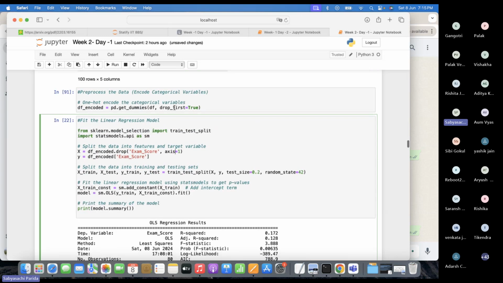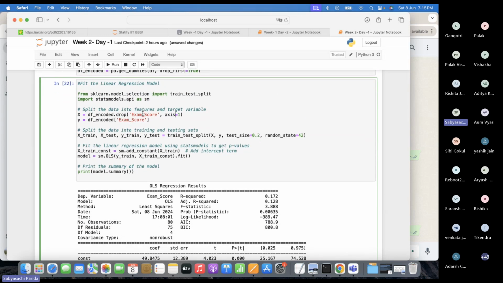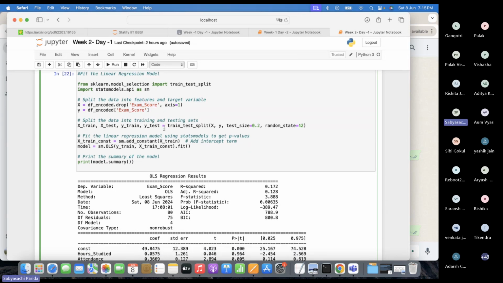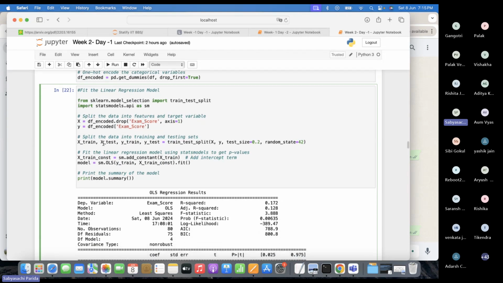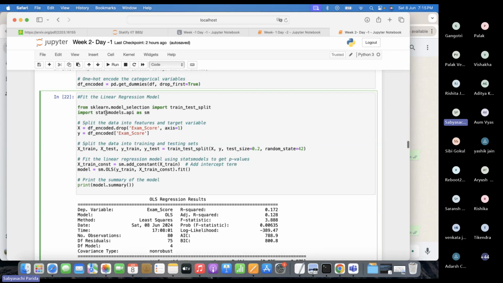And then I'm doing the train test split and using the exam score as my target variable and using the particular model. So if you remember, we had used the linear regression from scikit-learn. So some of the other functionalities like the hypothesis testing and all are not available in scikit-learn. So what we have used is the statsmodels API.